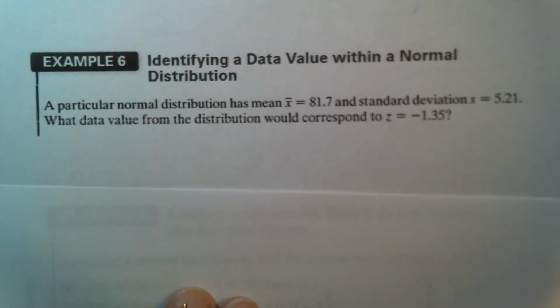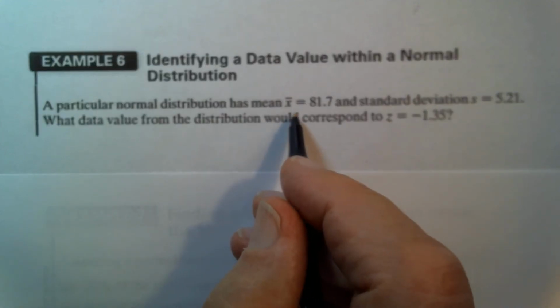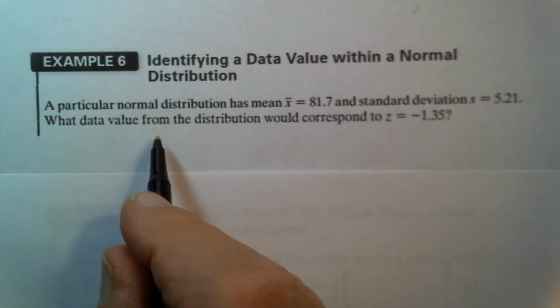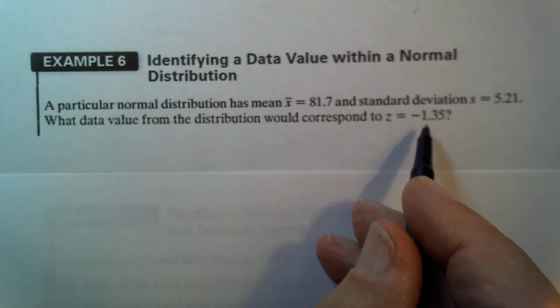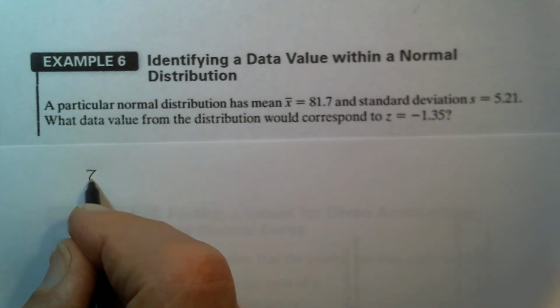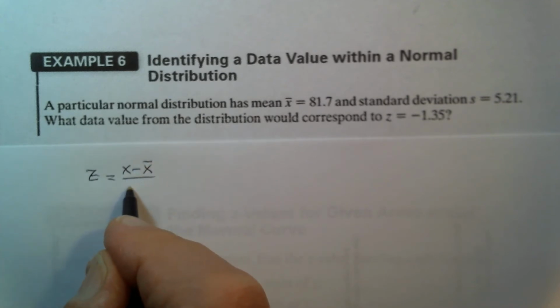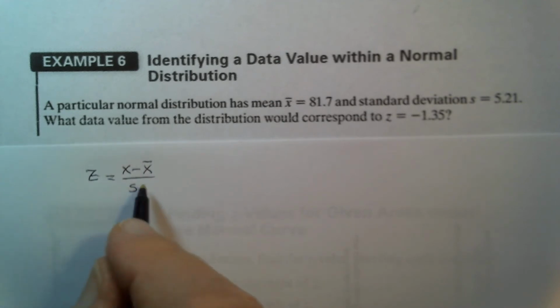In example 6, we are asked to identify a data value within a normal distribution. How do we do that? Well, we are given that a particular normal distribution has a mean of x bar equals 81.7 and a standard deviation of 5.21. What data value from the distribution would correspond to a z-score of minus 1.35? Well, we know that the z-score is equal to the data value, x minus x bar, divided by the standard deviation.